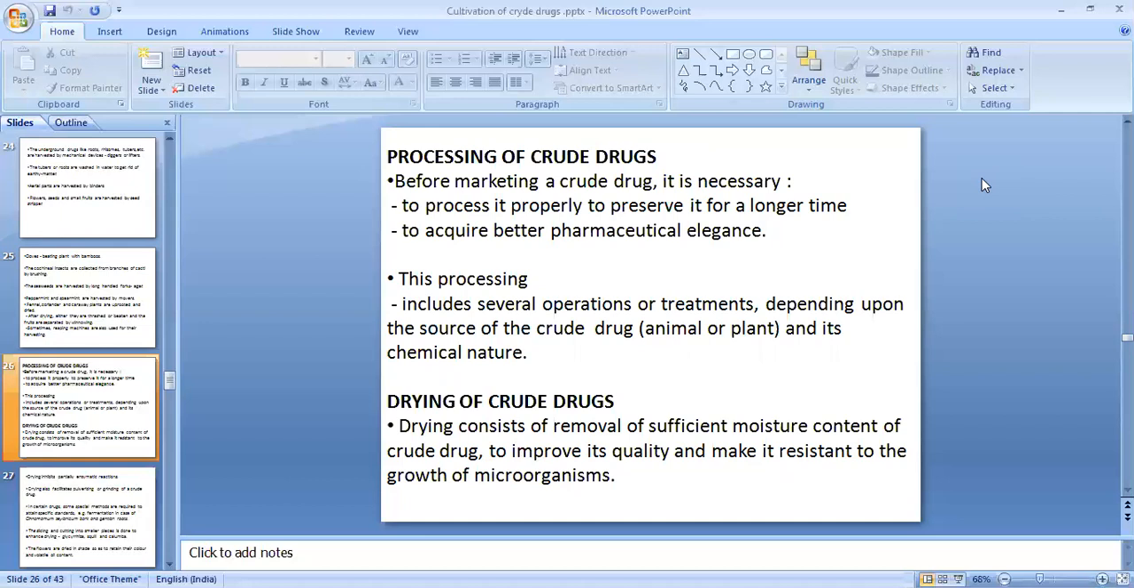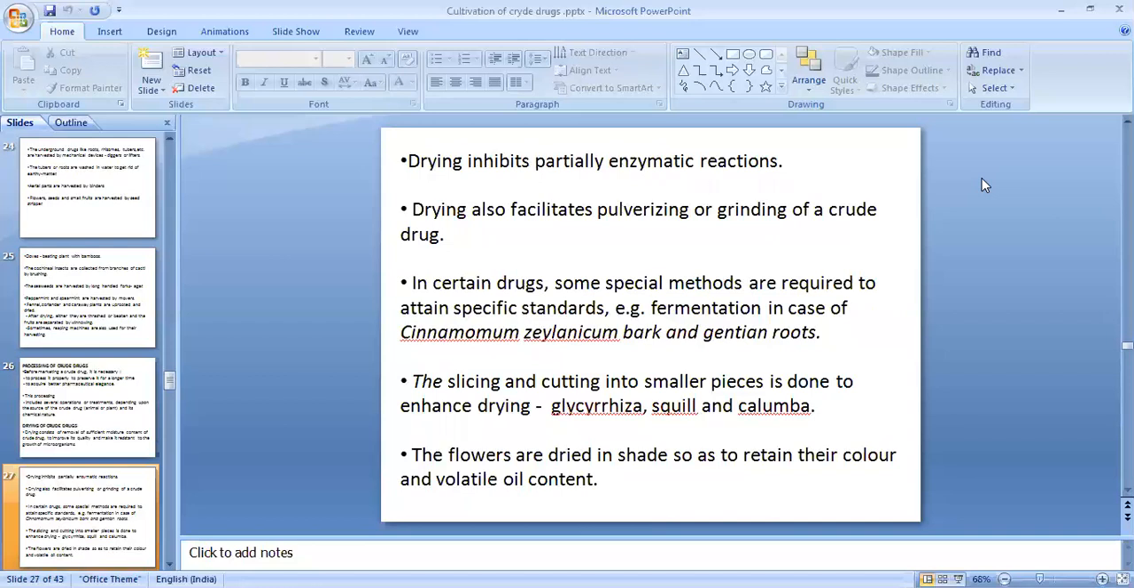So what is drying? This is the process of removing sufficient moisture content from the drug. Why do you have to remove the moisture? To improve its quality and also to make the drug resistant to the growth of microorganisms. You know very well, damp or moist conditions are highly favorable for the growth of microorganisms. So whenever you are storing the crude drug, it has to be dried properly and stored, and also to improve its quality, it should be dried properly. Also, drying inhibits some of the enzymatic reactions, and drying of crude drugs also helps in pulverizing or grinding the crude drug into a powder form.